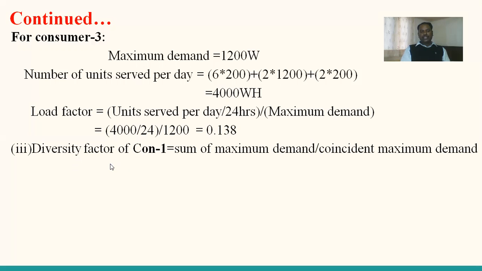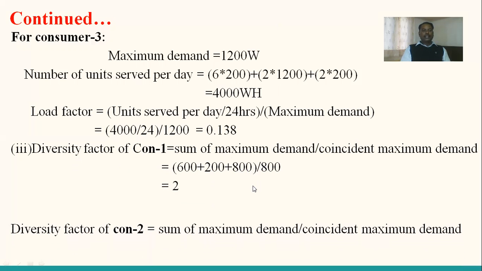Diversity factor is always defined as the sum of individual maximum demands divided by the coincident maximum demand. So for consumer 1, the sum of individual maximum demands, 600 plus 200 plus 800, divided by 800, which is the maximum demand. So this is equal to 2, the diversity factor of consumer 1.